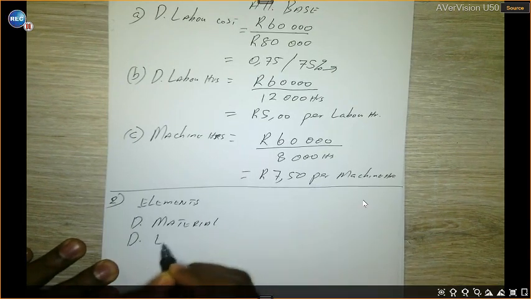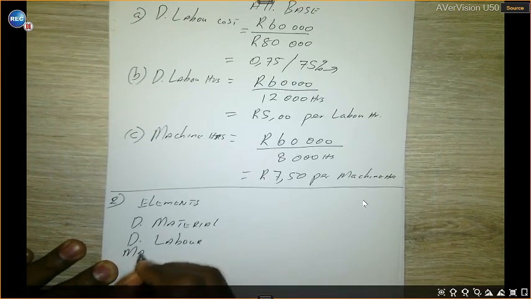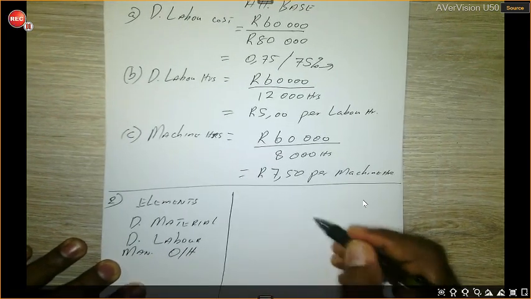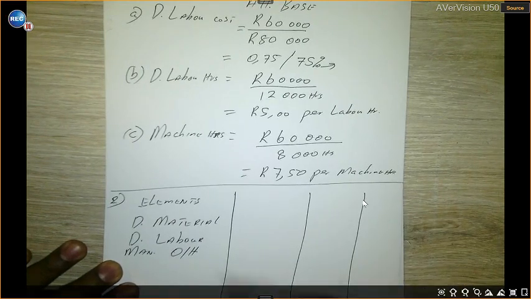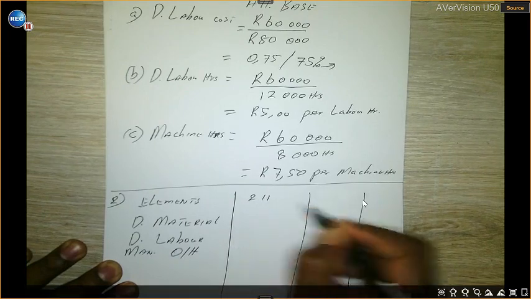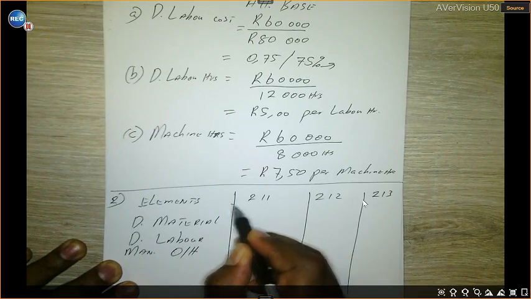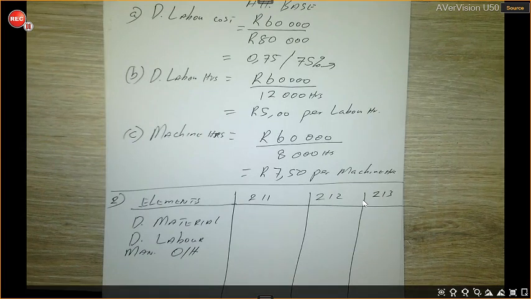You've got your direct labor and your manufacturing overheads. Those are the three elements that give the cost. And remember, in this case, how many jobs do we have? You've got 211, 212 and 213. So the question says let's calculate the cost of those jobs. In other words, let us combine the material, the labor and the manufacturing overheads of these jobs.